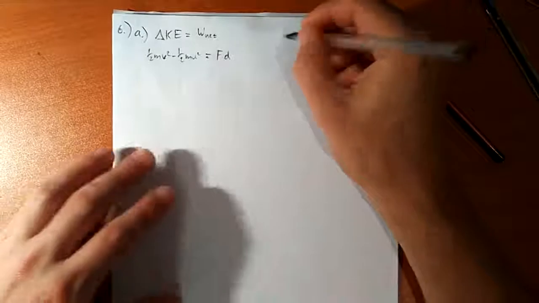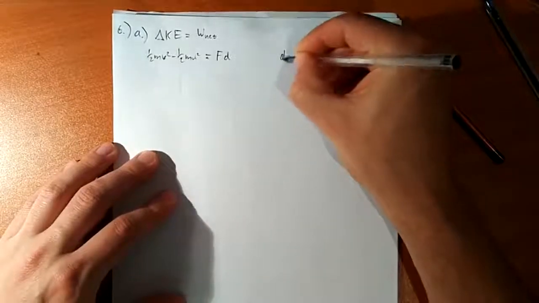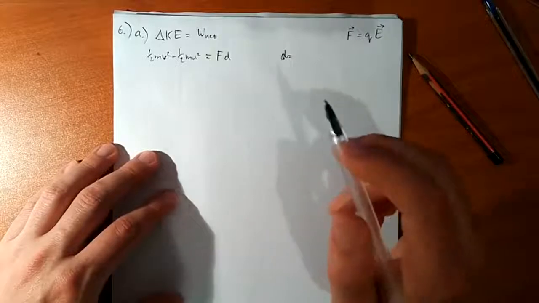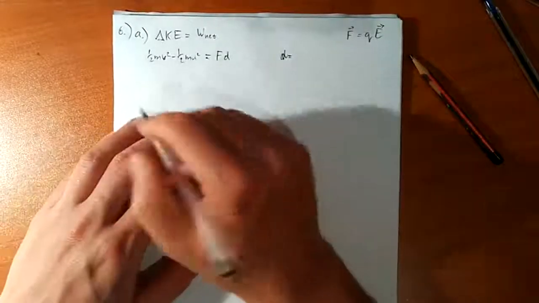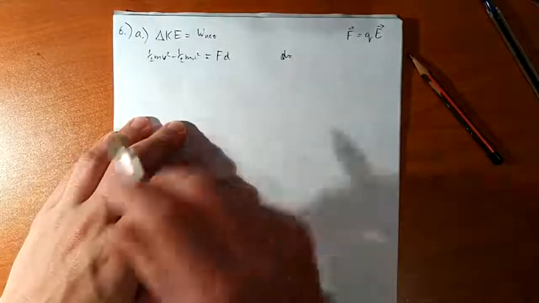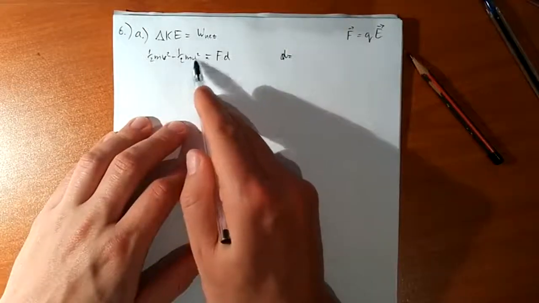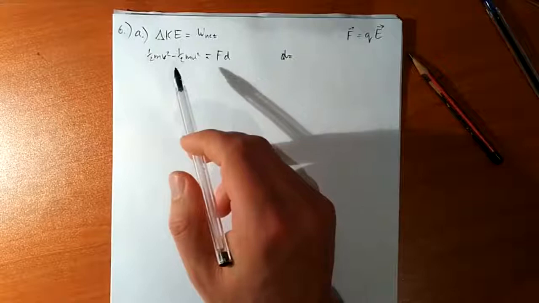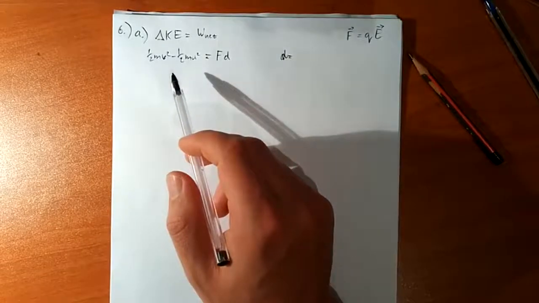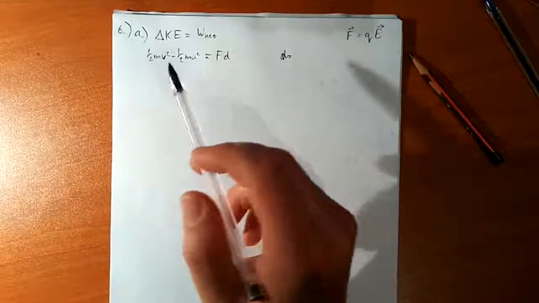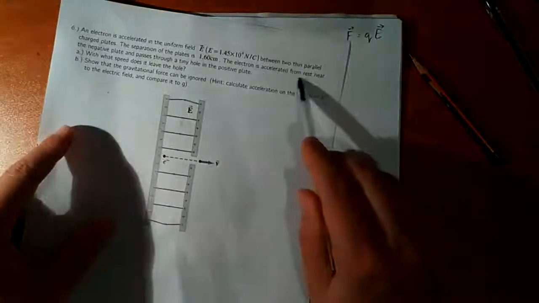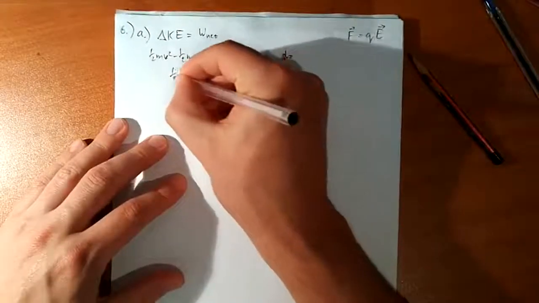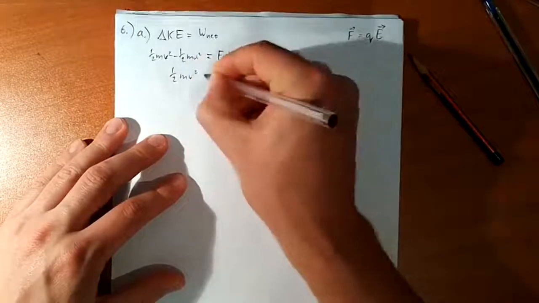Where d is equal to 1.60 centimeters. Okay, so this term falls away because it's stated here that the electron is accelerated from rest, so it starts at 0. So this is just half mv squared is equal to F d.